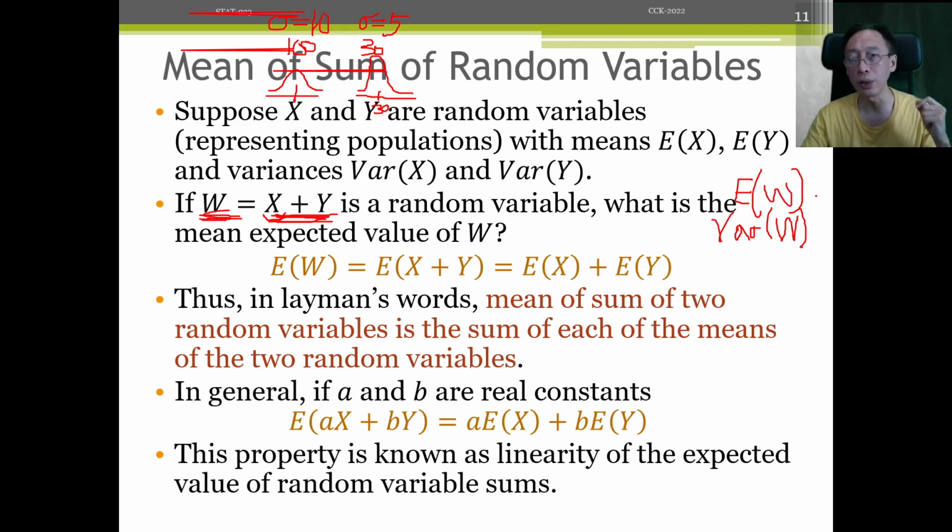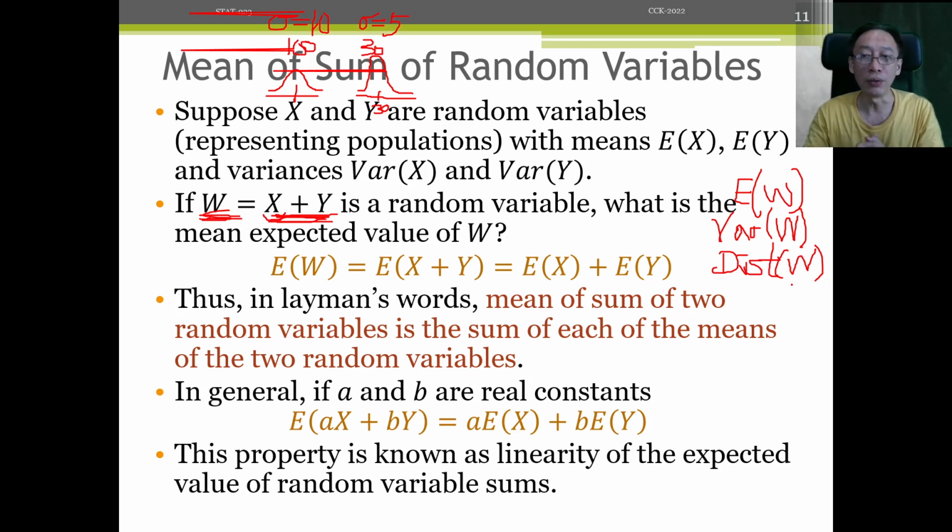So we want to ask three questions. What is the mean of W? What is the variance of W? And what is the shape of W? And in short, we say, what is the distribution of W? It is the first two questions that we'll be able to answer here. The third question is rather, how should we put it? Rather extensive. It's not really complicated, but it's case by case.